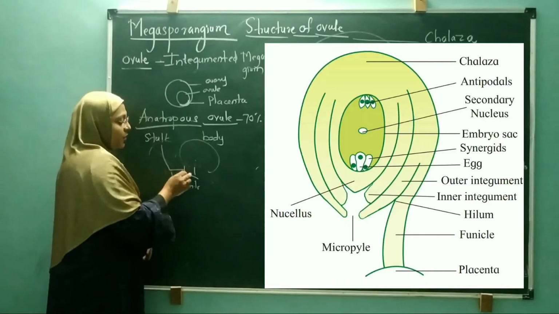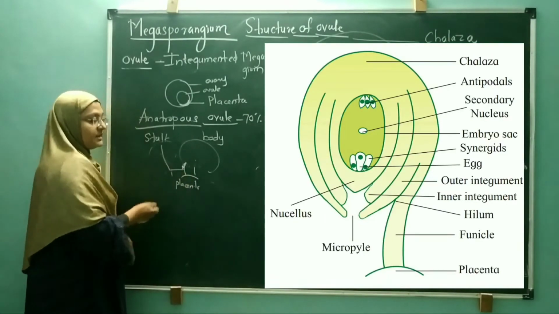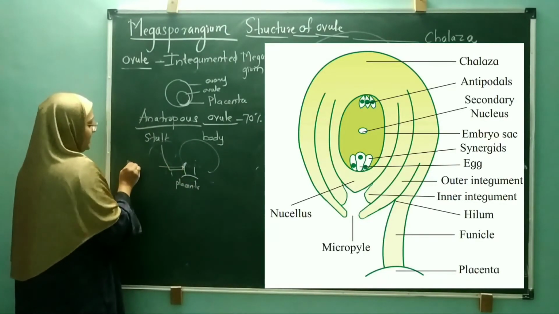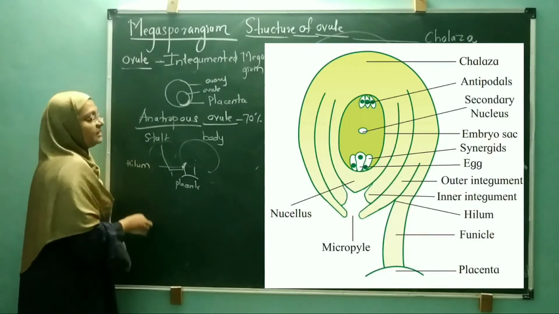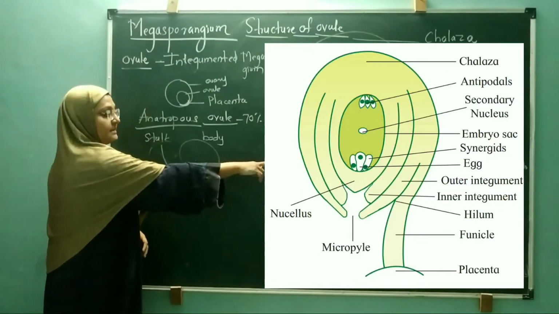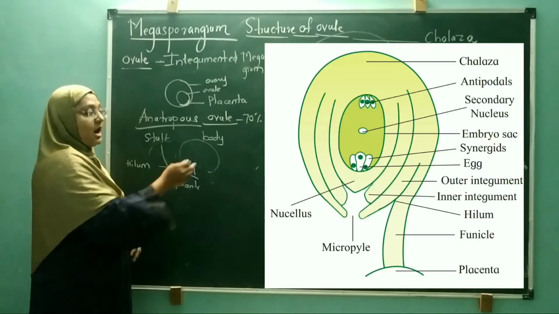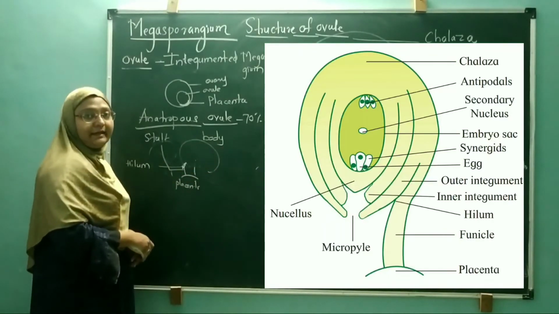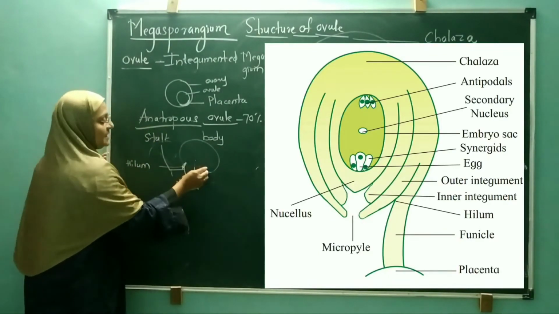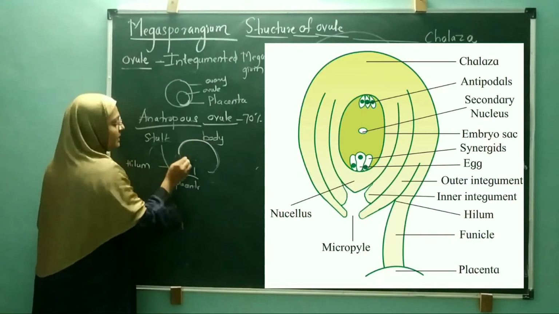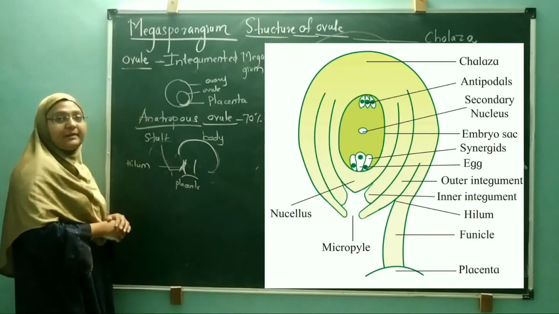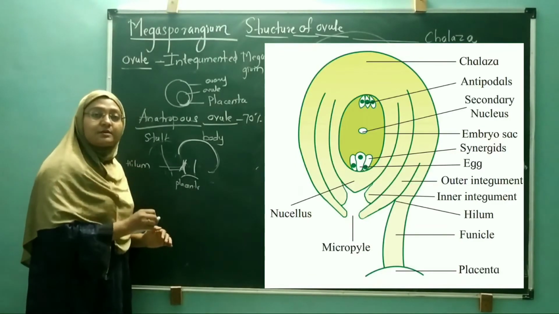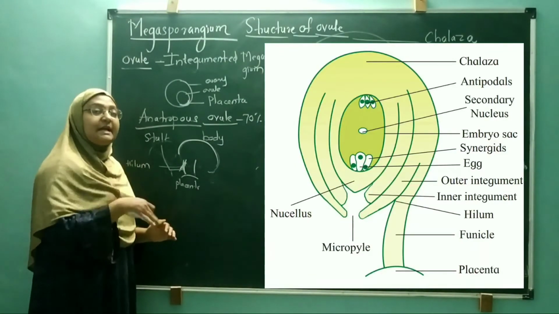And here the point of attachment is present, which is called the hilum. As shown in the diagram, the hilum position is above the funicle. Observe that diagram, where the body attaches. This is the actual body. It attaches to the funicle, and this attachment is called the hilum. You can easily observe this hilum attachment inside the seed.